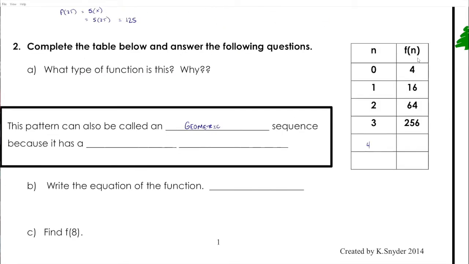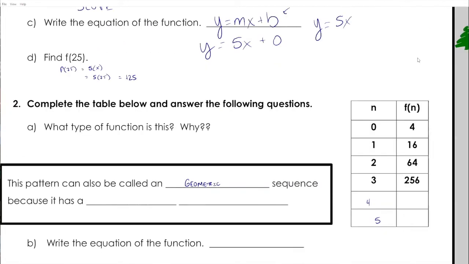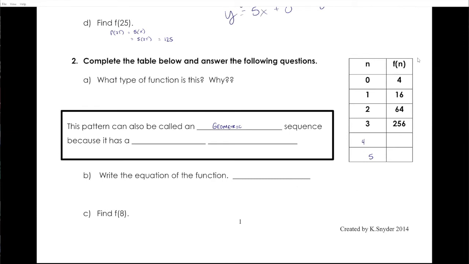The function on the right, again, we're going to go up one number each time. So 4, 5. But now we're going up by our common ratio. Our common ratio, it looks like we're multiplying each number by 4. So common ratio or a common factor. You could also see it called a common factor.